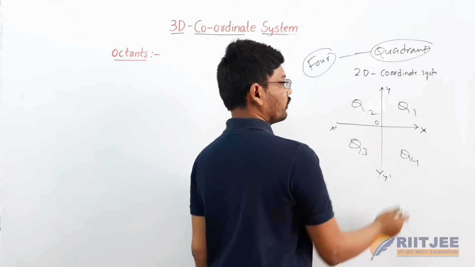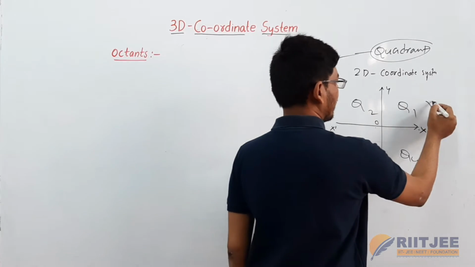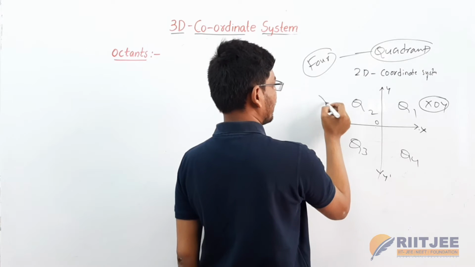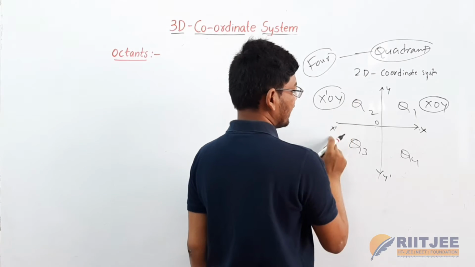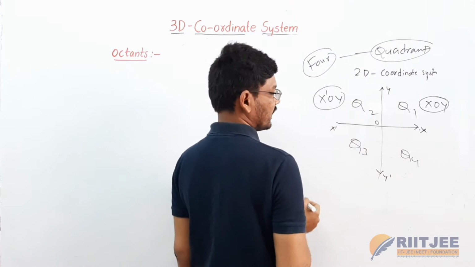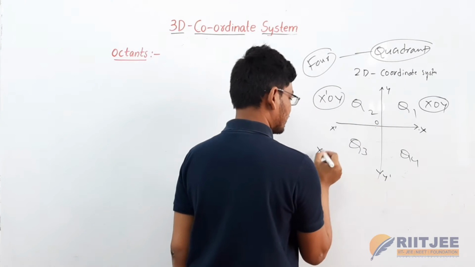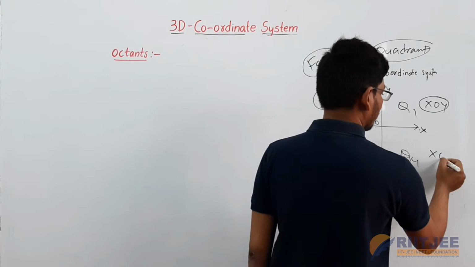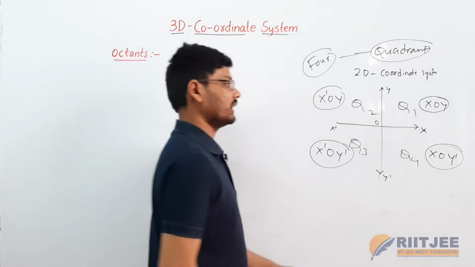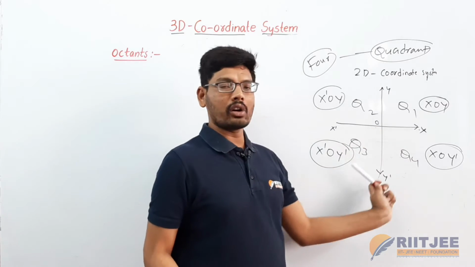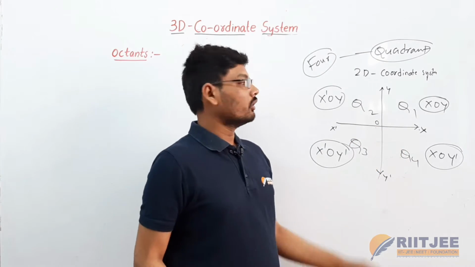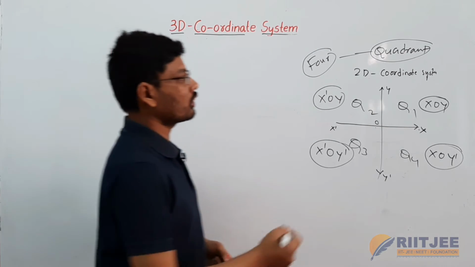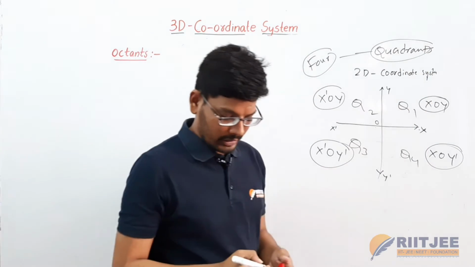XOY is the first quadrant, and Y O X dash is the second quadrant. X dash O Y dash is the third quadrant, and X O Y dash is the fourth quadrant here. For the 2D coordinate system we have 4 quadrants here. This is all about the 2D coordinate system.